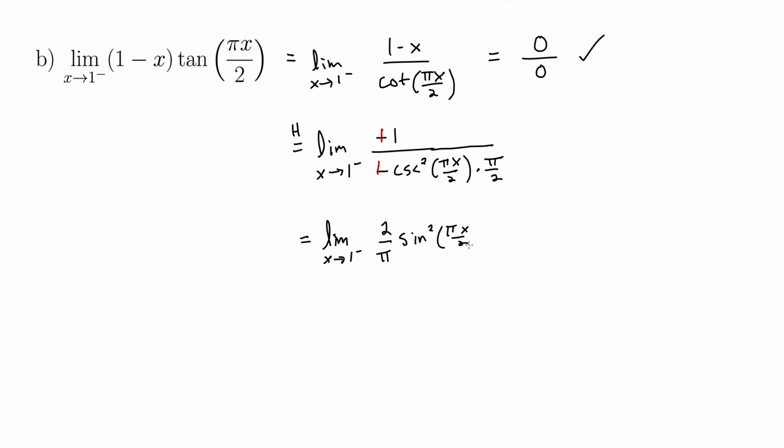And now we can let that x go to 1 from the left. It actually doesn't even matter that it's approaching from the left. Sine of pi over 2 is 1. So this whole thing evaluates to 2 over pi.